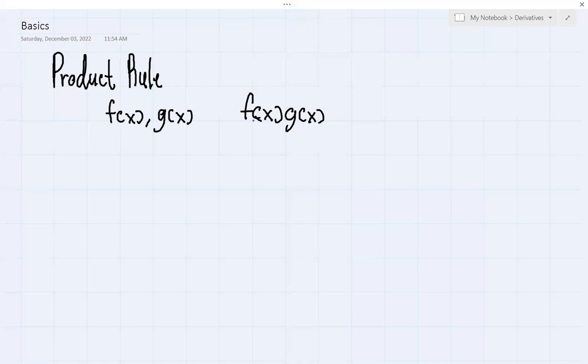Kung naalala nyo dun sa last video, yung sum and difference rule of differentiation, di ba, we use addition or subtraction operation. Dito, ginamit natin ay multiplication operation. So kapag magkadikit sila, ibig sabihin nun, they are separated by the multiplication operation. Kumbaga, imumultiply mo silang dalawa. Okay? So, ano yung derivative nito? What is the derivative of the product of the given two functions?